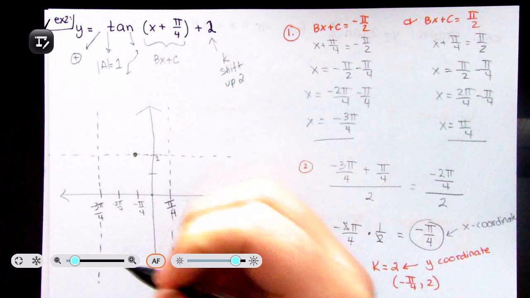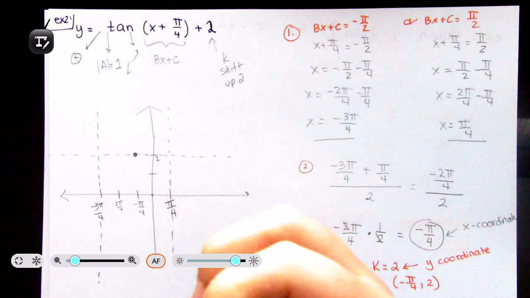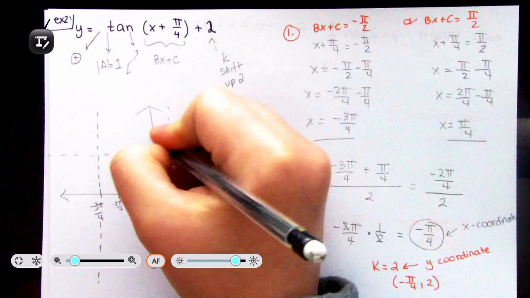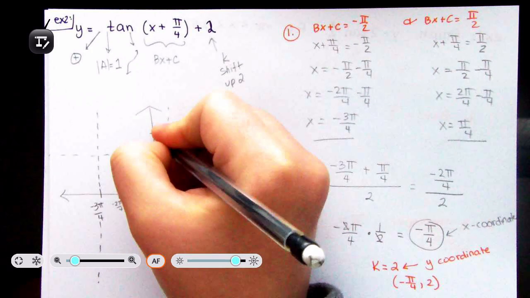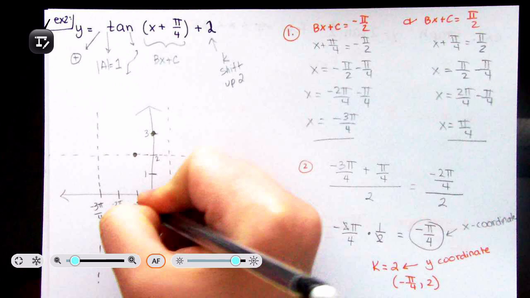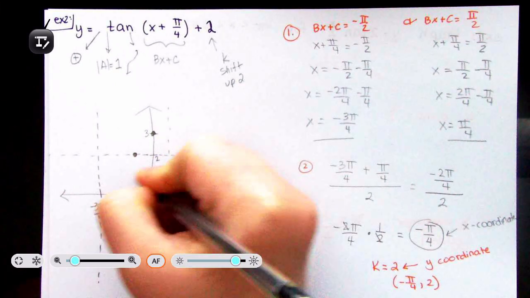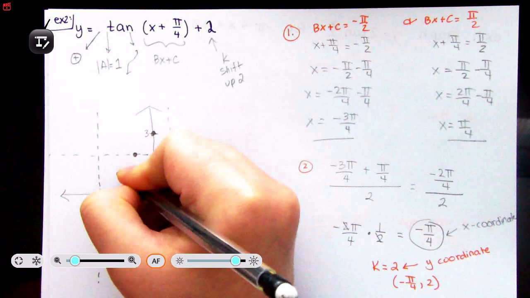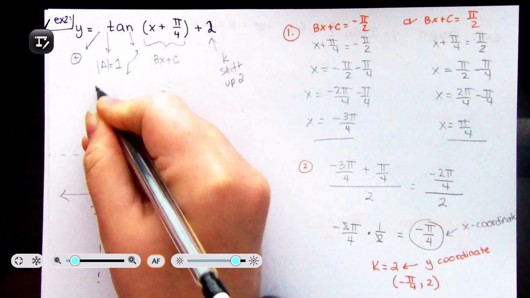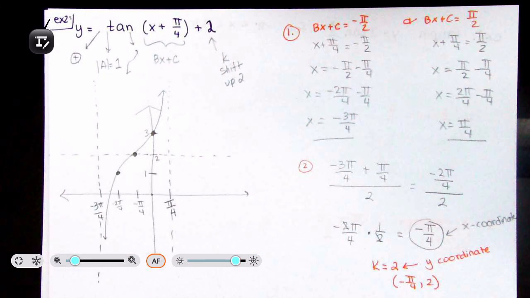So then we have to use our amplitude. Our amplitude is 1. So from the midline, we're going up 1 and down 1. So that means 3 and 1. So at 0, we're going up to 3. And at negative 2 pi fourths, we're going down to 1. So again, going down this way, going up this way. We want a smooth curve. And there you have it.